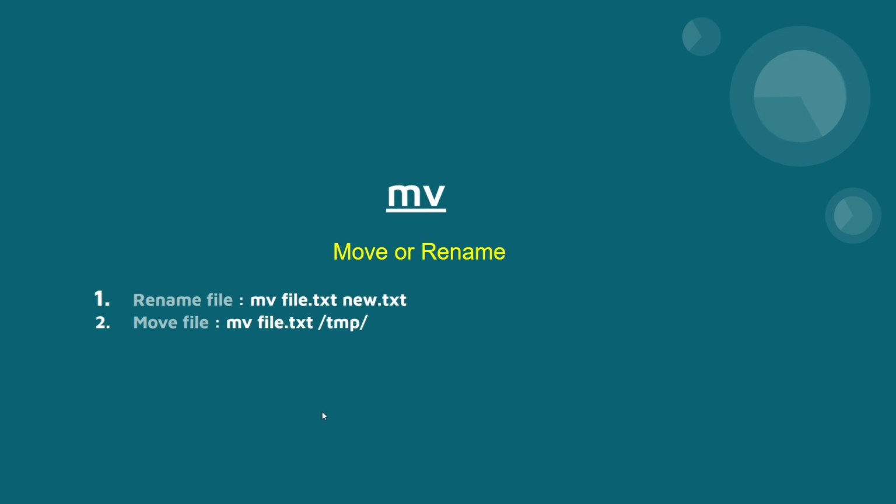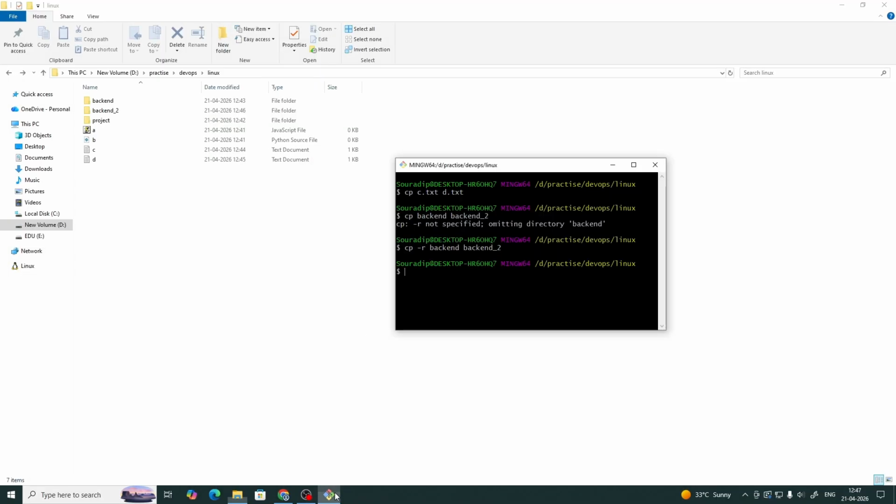Okay, let's see. So first, rename. Let's try to rename this d.txt file to d-2.txt. So for that, what we will do: mv, then which file we wanted to rename, d.txt, and what will be the new name, that is d-2.txt. See, the file has been renamed to d-2.